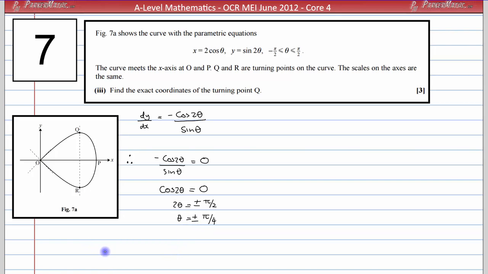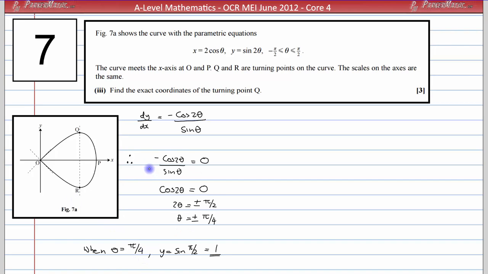Well, when theta equals pi over 4, the y-coordinate is sine 2 theta. 2 lots of pi over 4 is pi over 2. So y is sine pi over 2, which is 1. We could substitute in negative pi over 4, and we find out that y is negative 1. So the solution for Q is when theta equals pi over 4, and the solution for R, which we don't want, is when theta equals negative pi over 4.